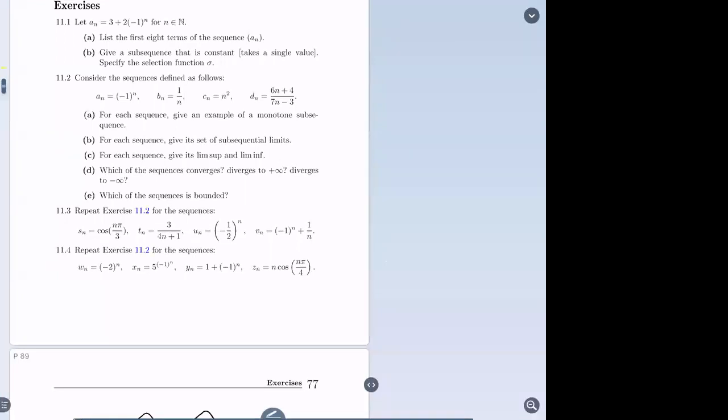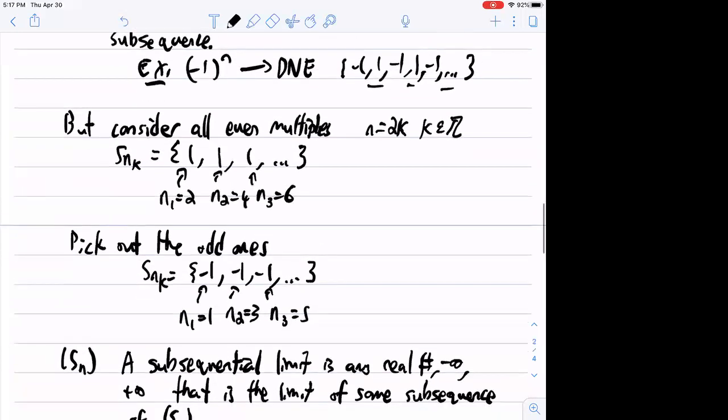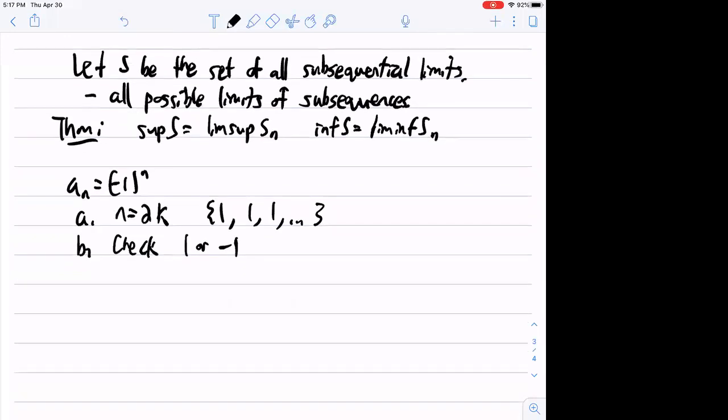Now for each sequence, give its set of subsequential limits. What are all the possible limits this sequence can go to? Certainly we showed above that 1 is a limit, that the even terms converge to 1, and along the odd ones the sequence converges to -1. You could show there's no other. I think it's pretty simple, since your sequence only has two possible numbers in it.